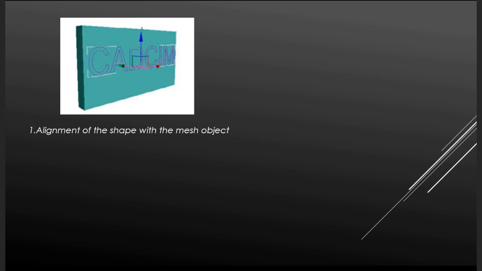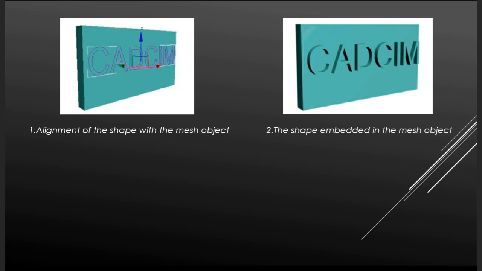Next, choose the Pick Shape button in the Pick Operand rollout. A selection cursor will be displayed that will prompt you to select the shape spline. Select the shape spline and right-click to exit the Shape Merge command.